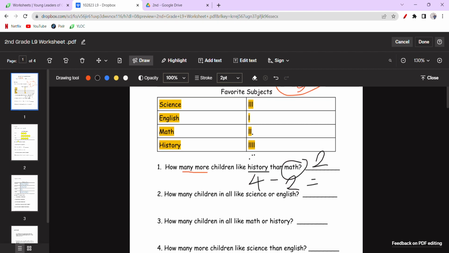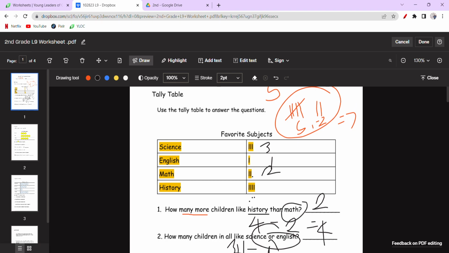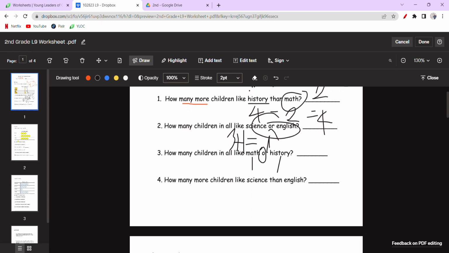And then how many children in all like science or English? So science or English, the "or" means you add them up. So science, there is 3. English, there is 1. 3 plus 1 will equal 4. And then how many children in all like math or history? That is the same because they have "or", so we're going to add the math and the history. Math we have 2, history we have 4. So it would be 4 plus 2, which will equal 6.